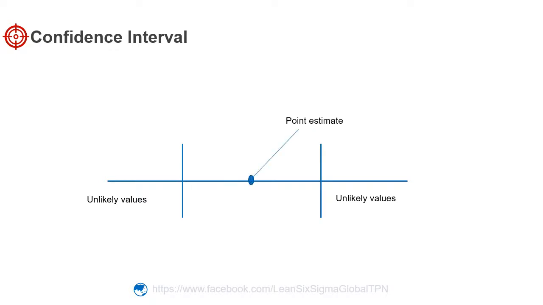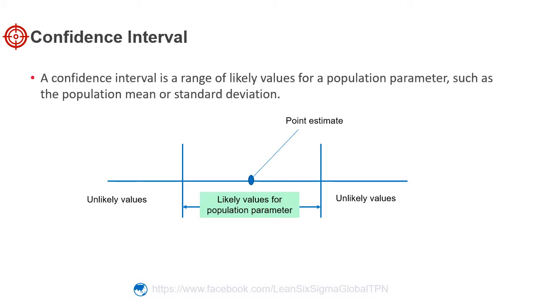Point estimates such as the mean provide a lot of information, but they don't give us the full picture. To get a better sense of the true population values, we can use confidence intervals. A confidence interval is a range of likely values for a population parameter, such as the population mean or standard deviation. Using confidence intervals, we can say that it is likely that the population parameter is somewhere within this range.